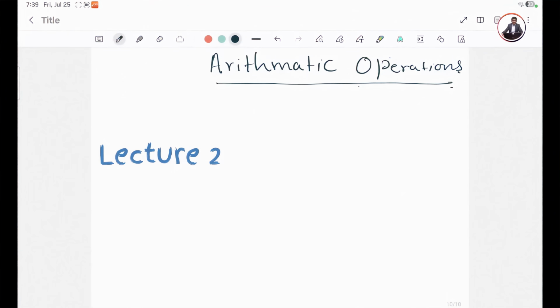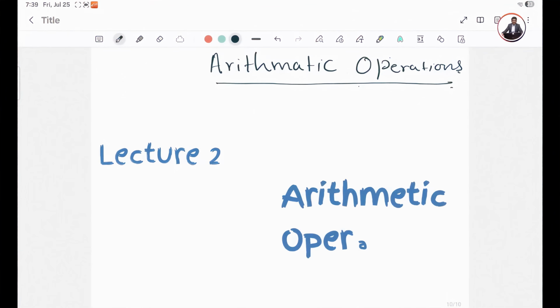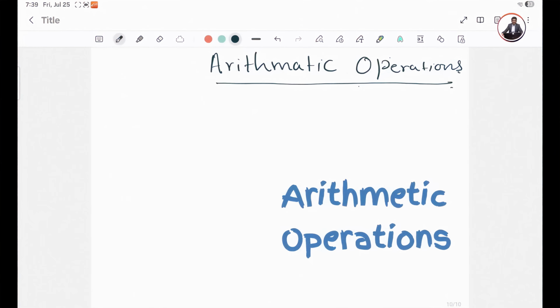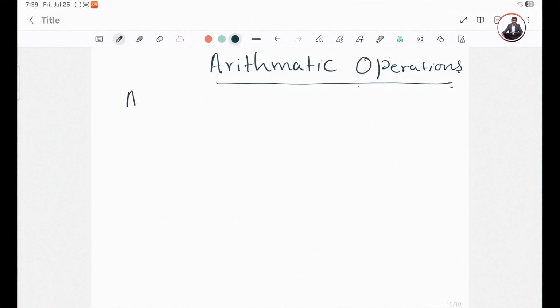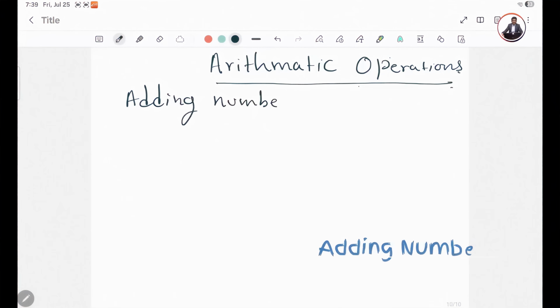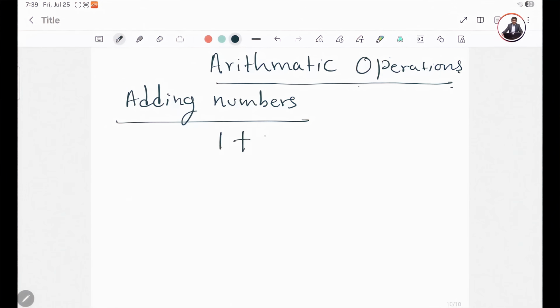In this session, we are going to talk about basic arithmetic operations. First of all, we can discuss how to add numbers. Adding numbers. So you know you can add any number. 1 plus 1 is 2. So this is the first place.